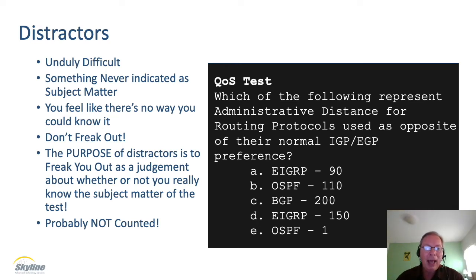Another thing they do is to throw out distractors. It's a little cruel, but they do it. What they'll do is they'll give you a question that doesn't really have anything to do with the depth of the subject you're taking a test on. It's a question out of left field. For example, look what we see on the right. We see that we're taking a QoS test, but it's asking a really nasty question about the administrative distance values for routing protocols when they're not being used as they're designed. What does that have to do with QoS? Well, nothing. It's a distractor.